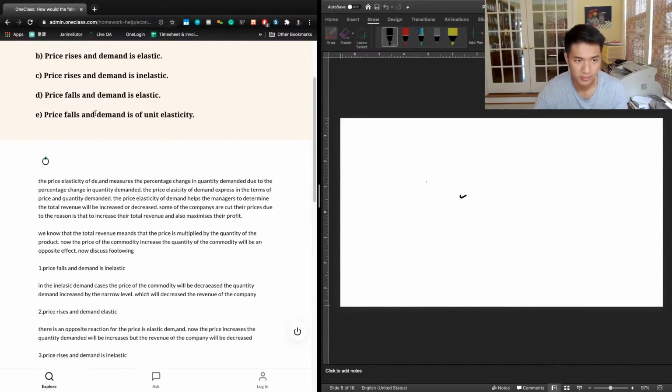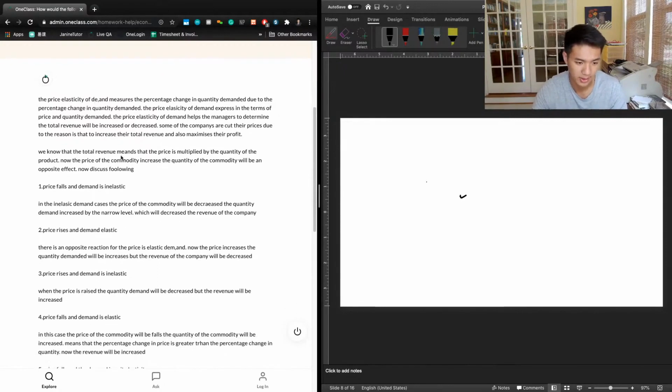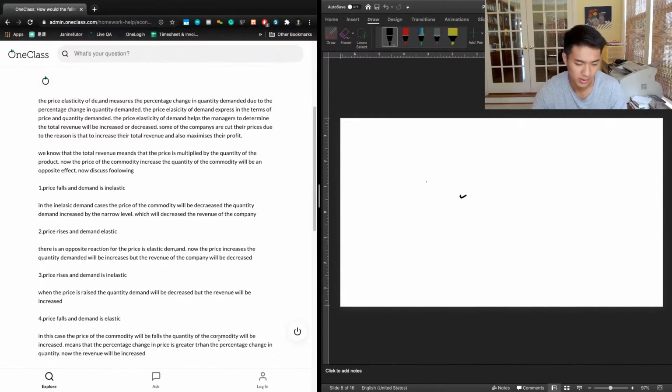For D, price falls and demand is elastic. If price falls, we know that quantity demand will go up, and we know that because demand is elastic, the percentage increase in quantity demand will be greater than the percentage decrease in price. So the increase in demand offsets the decrease in revenue, and therefore total revenue is going to go up. So for 4, in this case, price will fall and the quantity will increase.